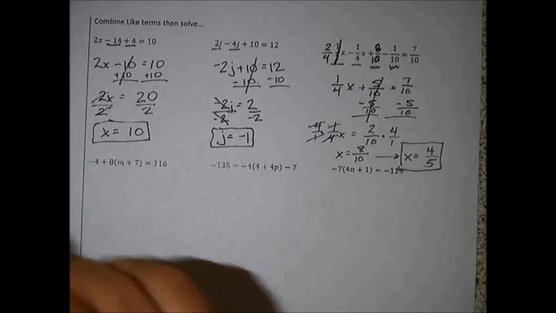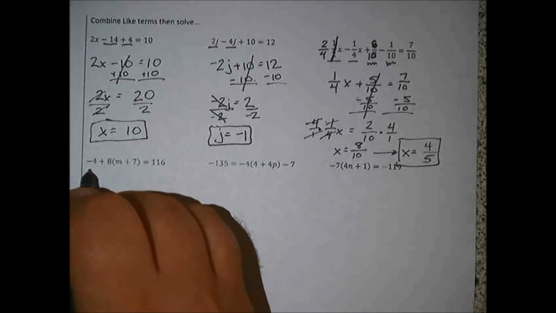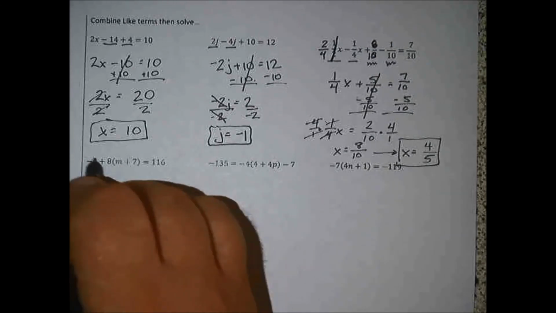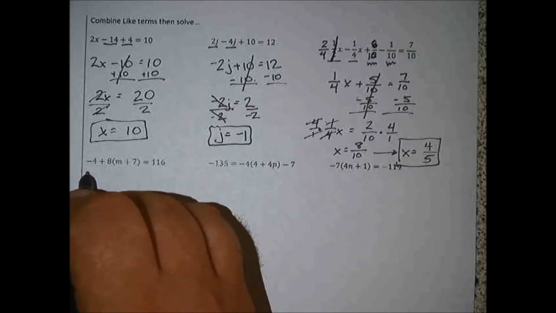I'm going to do the first one. I won't distribute. I'm just going to look at the farthest thing away from my variable, this -4. So I'm going to add 4.